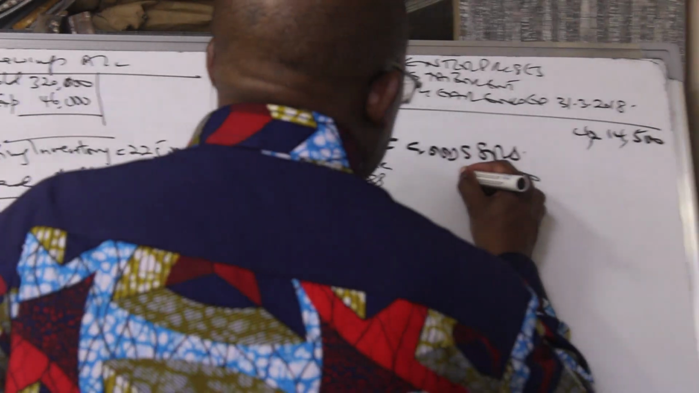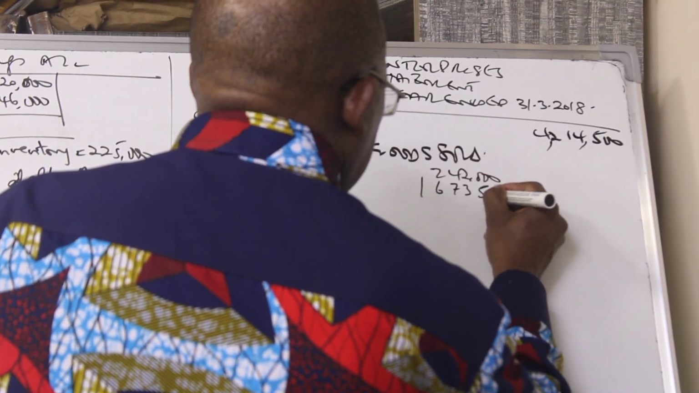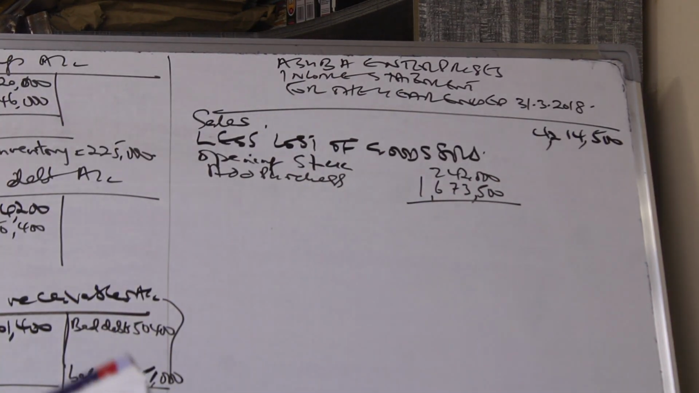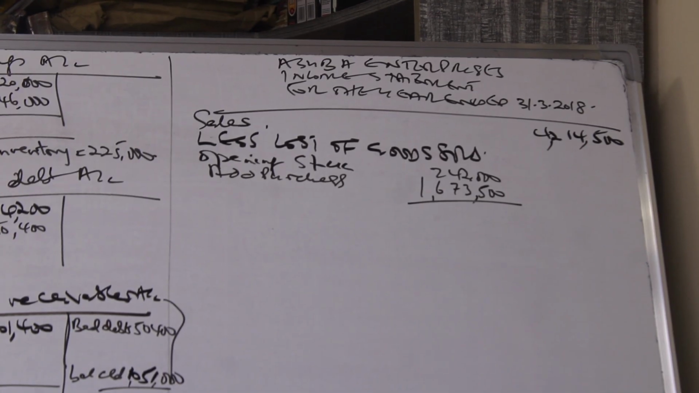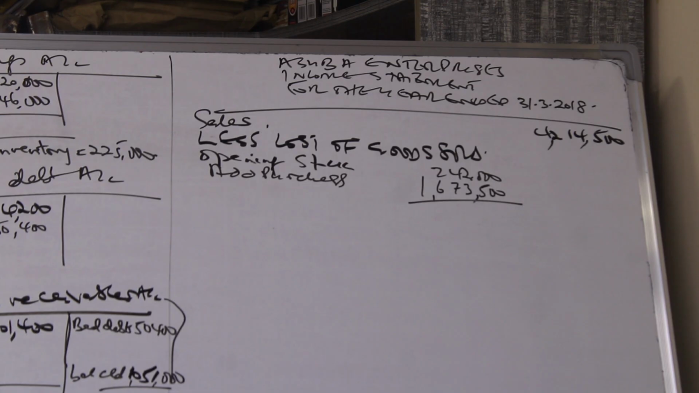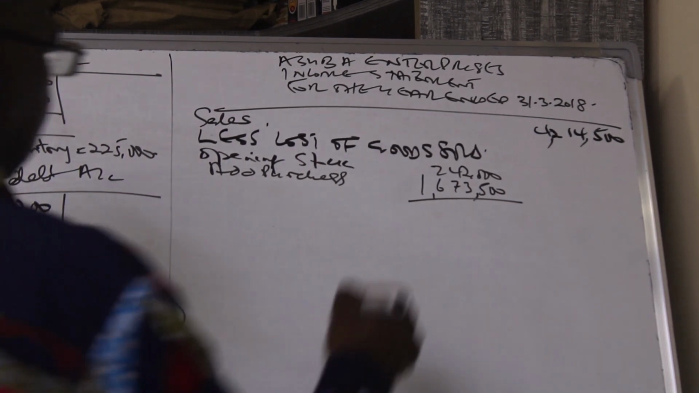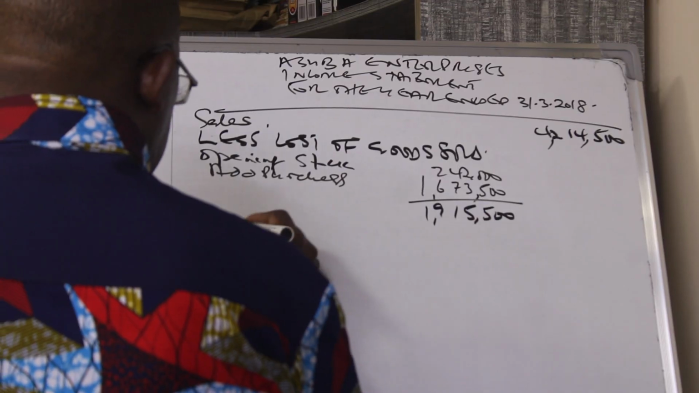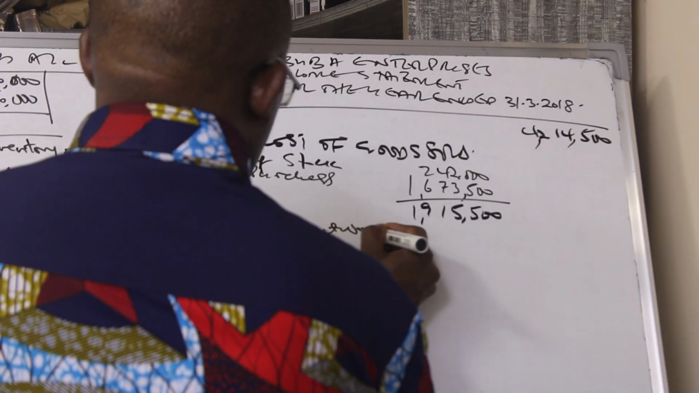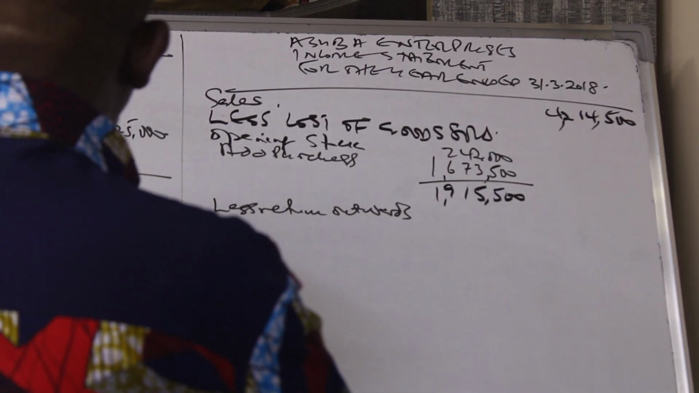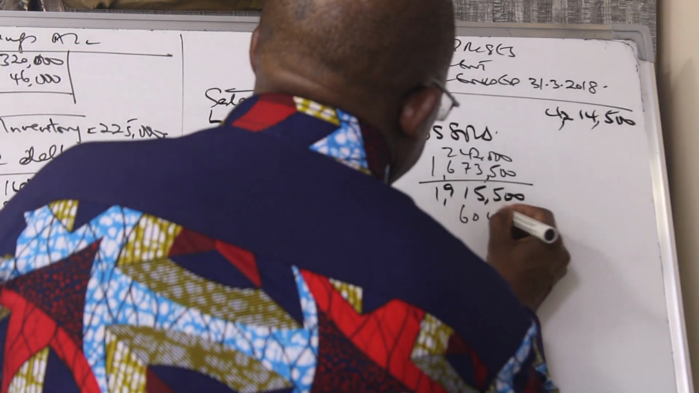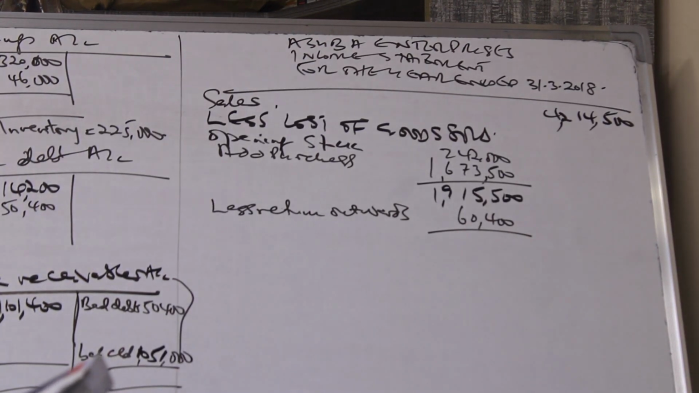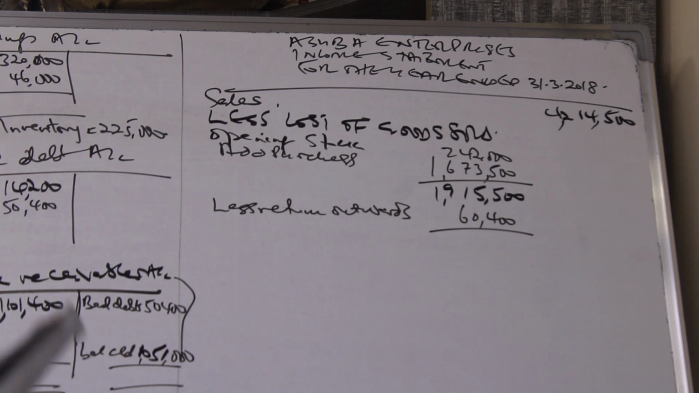Purchases are 1,673,500. So we add 242,000 plus 1,673,500. We get a figure of 1,915,500. We have returns outwards, or purchases returns, and we said that the purchases returns are 60,400 from the trial balance. 1,915,500 minus 60,400, we get a figure of 1,855,100.